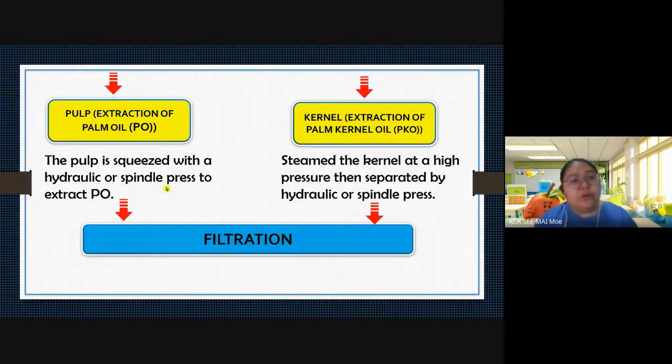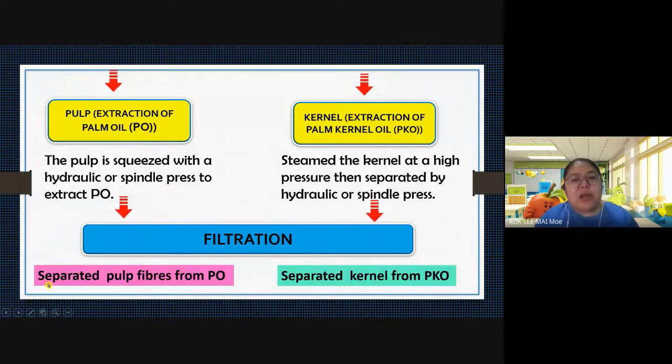Then you need to filter, because when they just squeeze everything out, there is extra stuff added inside. So that means you need to do the filtration. Filter all the rubbish, anything they don't want, they want to produce a pure one. So in the filtration, they will separate the pulp fiber from the PO. They separate the fiber. And for the kernel part, they will separate the kernel from the PKO. Palm kernel oil and kernel, they will separate.